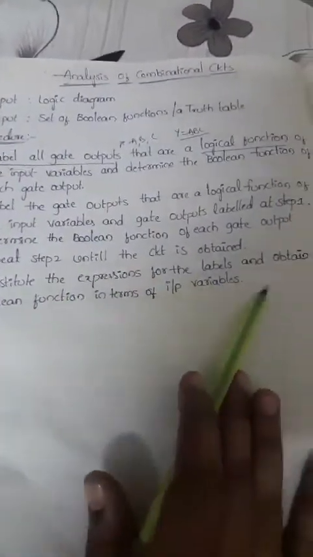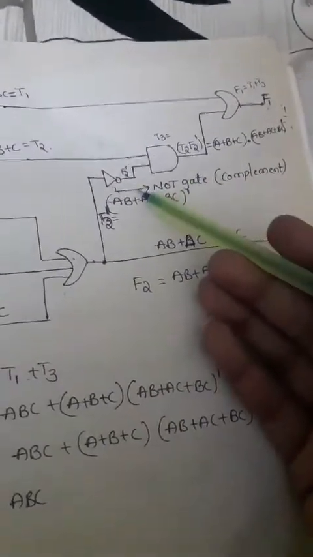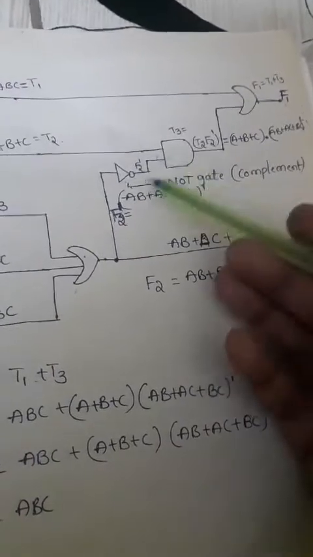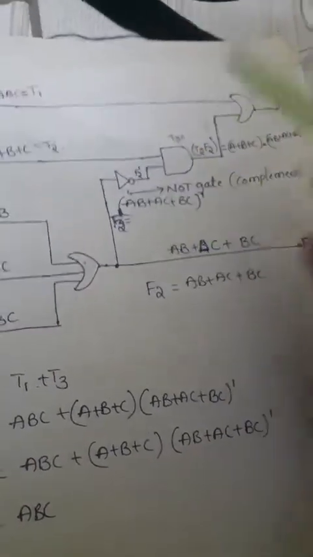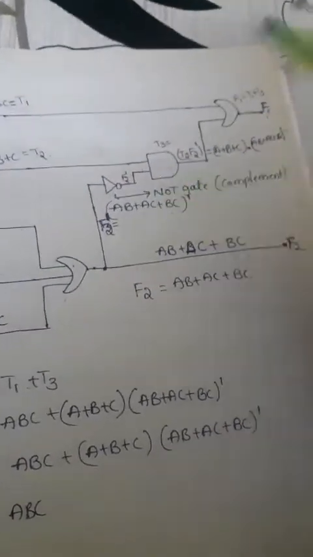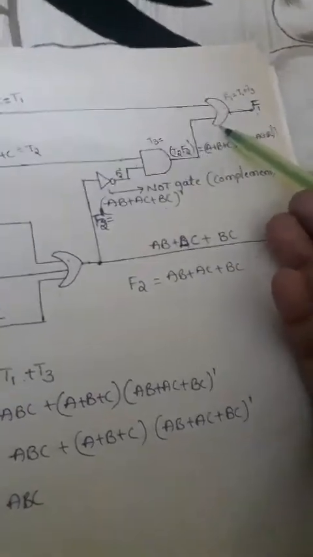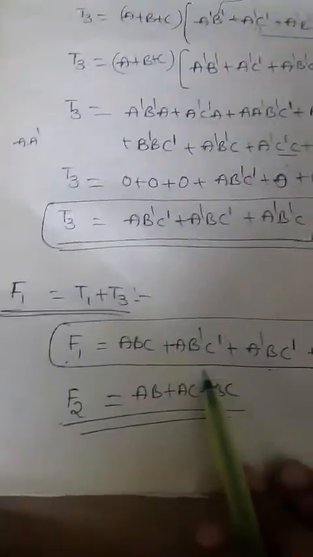What is the next one? Substitute the expressions for the labels. Just check it. Here this F2 function is substituted in F2 complement, that means the NOT gate, and F2 complement is substituted in the T3 gate, and T3 output is substituted in the F1 gate. So substitute the expressions for the labels and obtain the Boolean function in terms of output variables. After substituting the functions, we'll get the final expression like this.